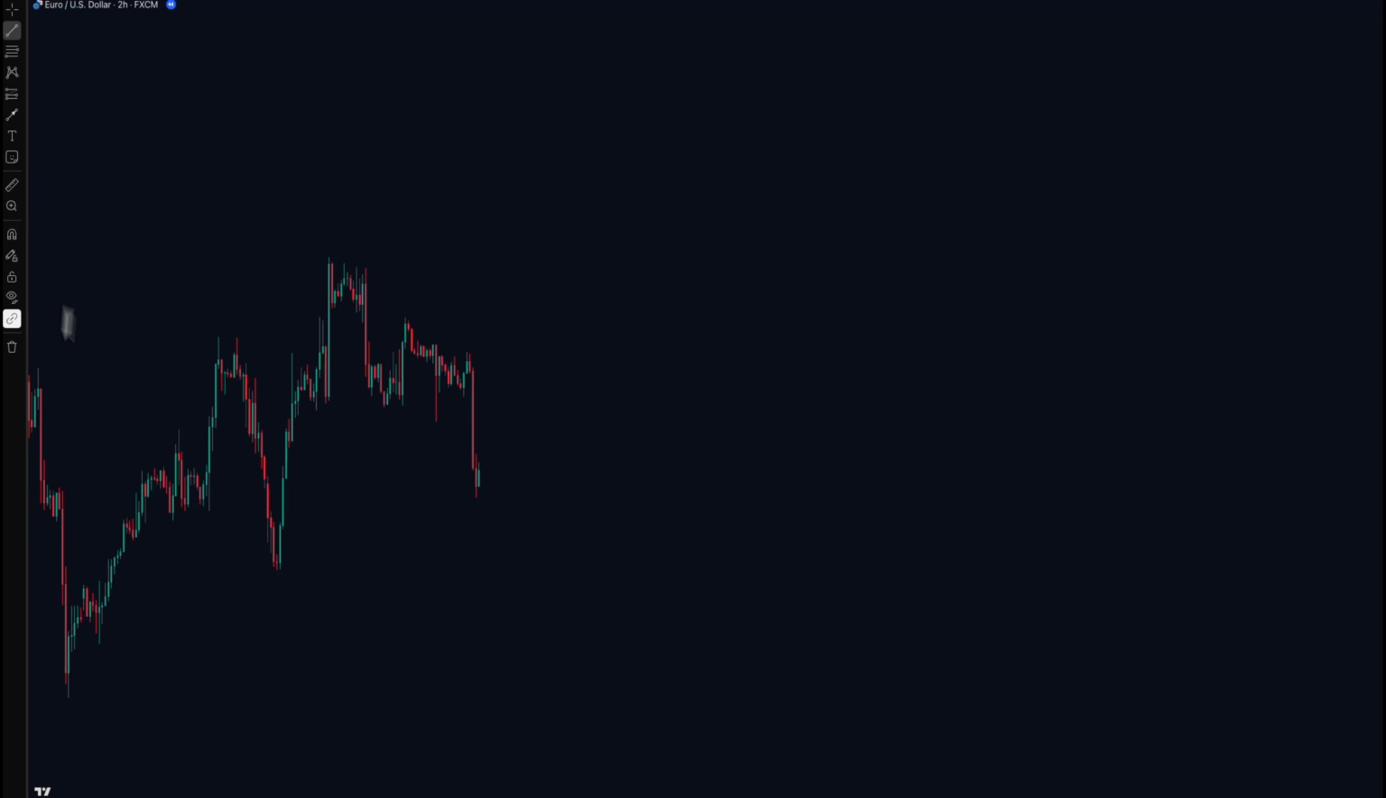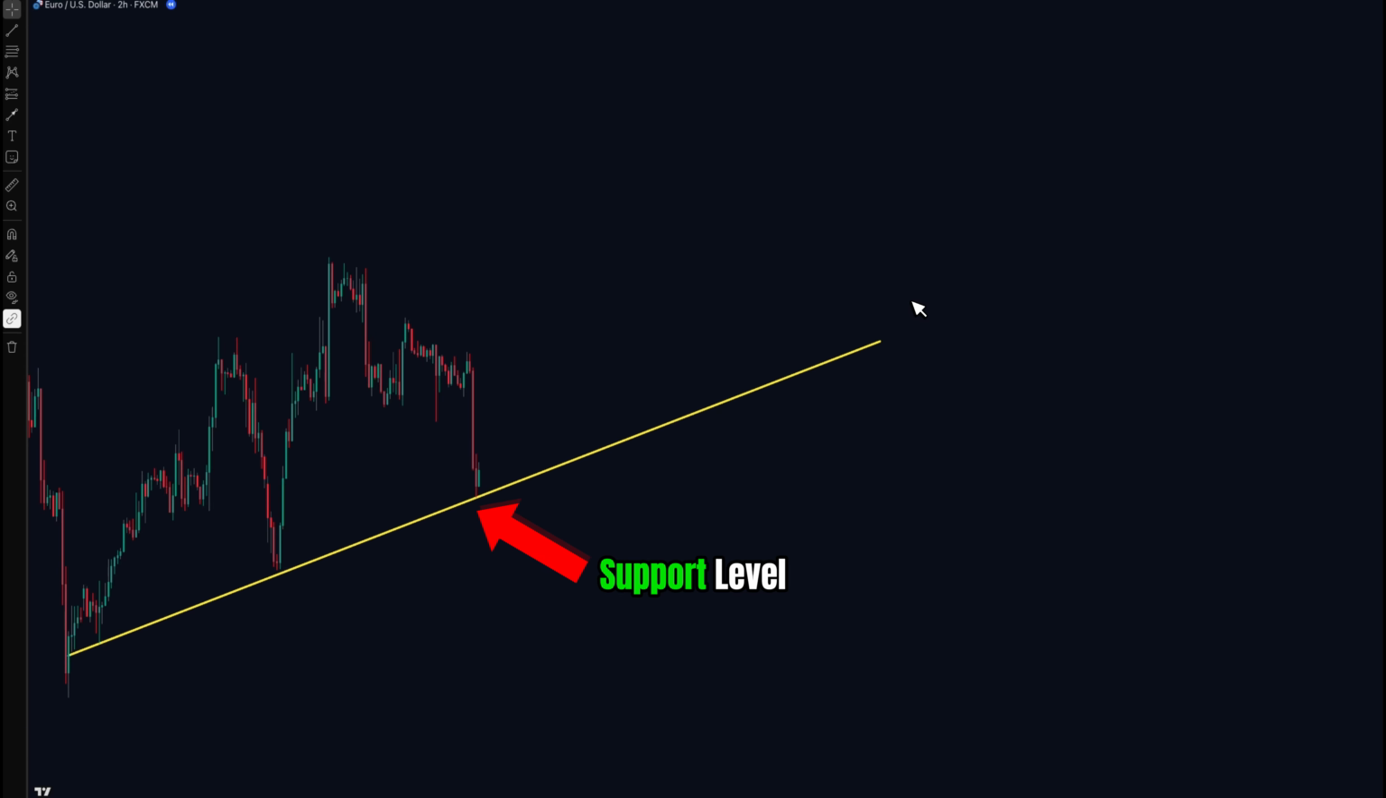Now, let's draw our trend line. We connect the swing lows, drawing the trend line below price. This trend line acts as a support level, and when price pulls back to it, we're looking for a possible bounce. But don't stop there. We don't want to buy just because price hits the line. We want to find confluence, a spot where multiple signals align.